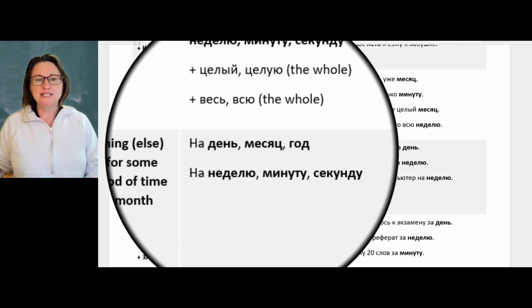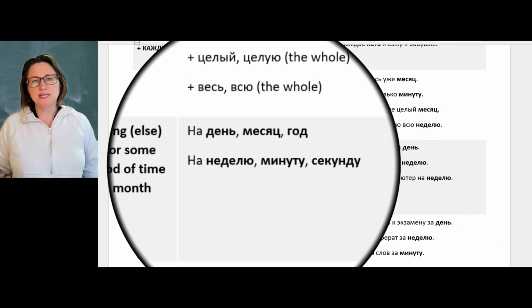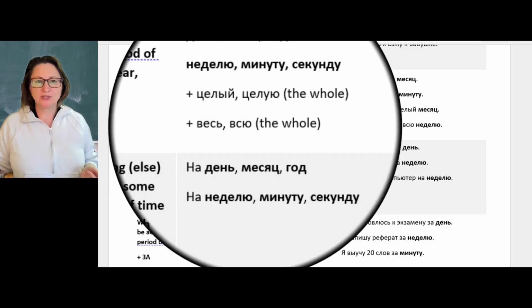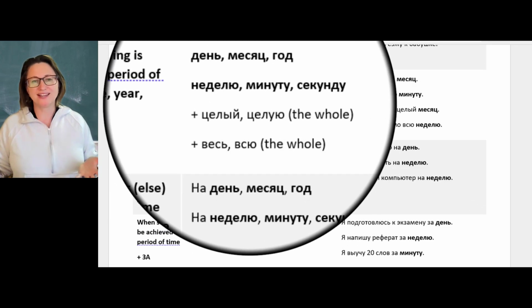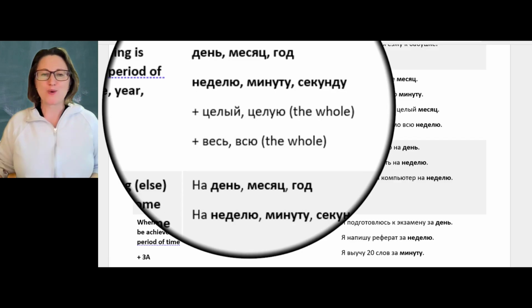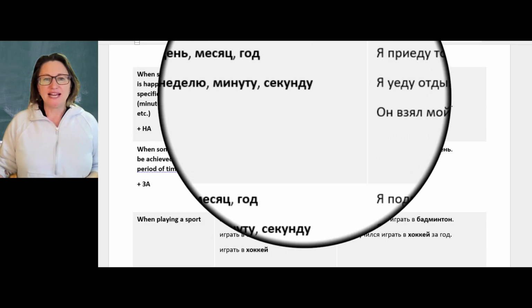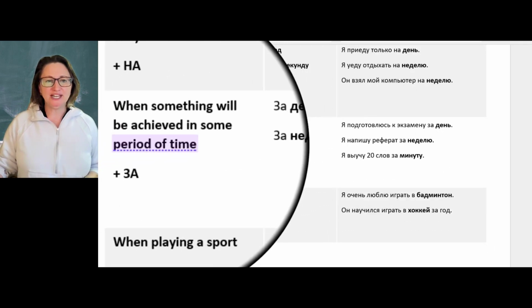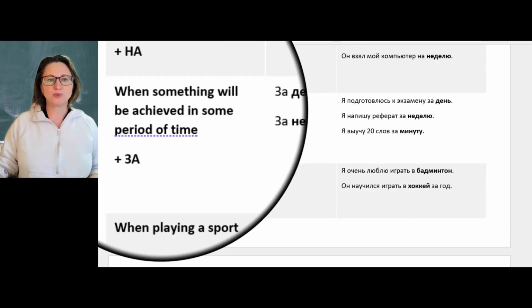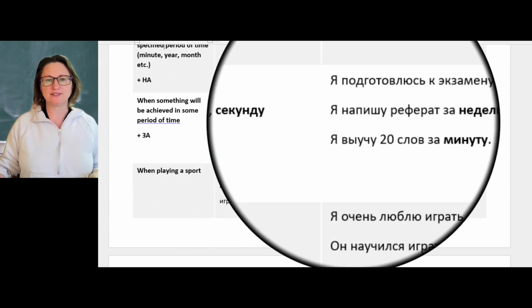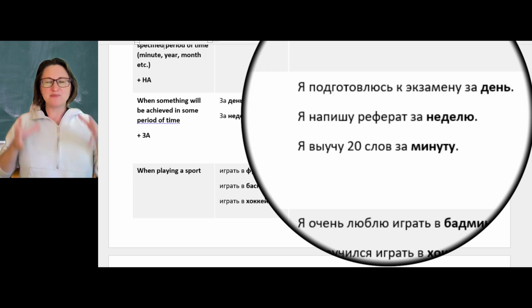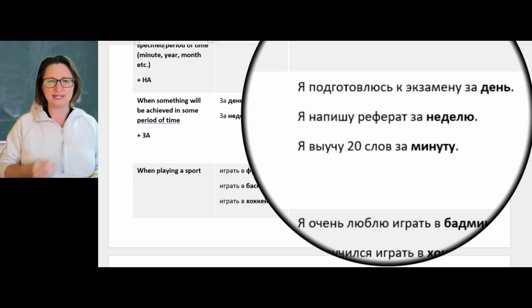So in here we have на день, на месяц, на год, на неделю, на минуту, на секунду, and again, as soon as we have numbers, they will override accusative. Same thing here. As soon as we have numbers, it will override accusative and go into genitive singular or plural. Okay, and here I have the last one, and something will be achieved in some period of time, за plus accusative. So here we have some kind of accomplishment, and we emphasize it.